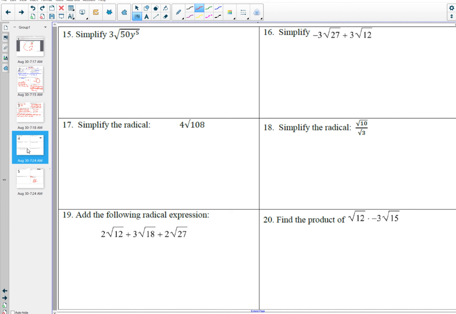Hold on. Here, let's go to the page on radicals. Perfect. I might be able to fit in 16, 17, and 18. Let's see if we can squeeze these all in. On 16, what are we doing?